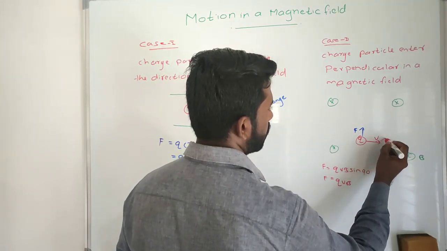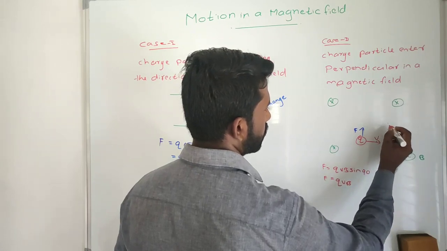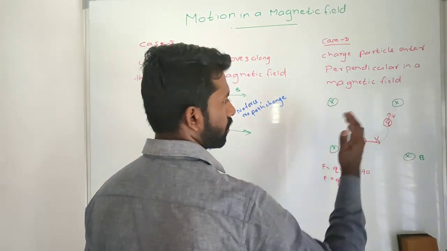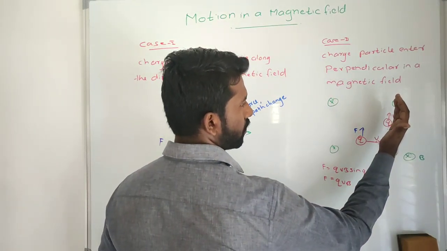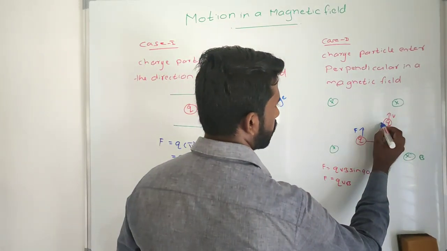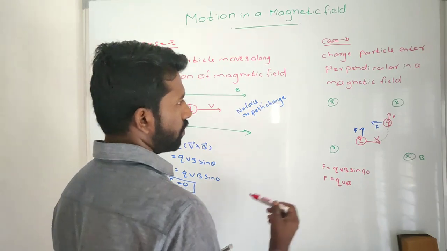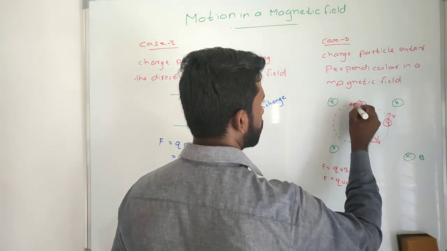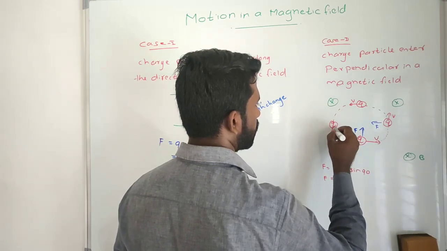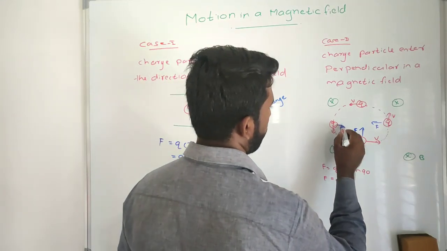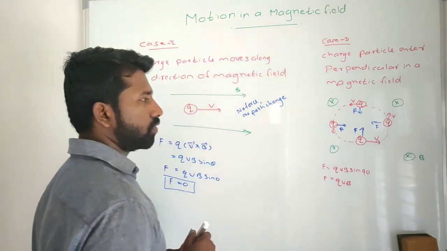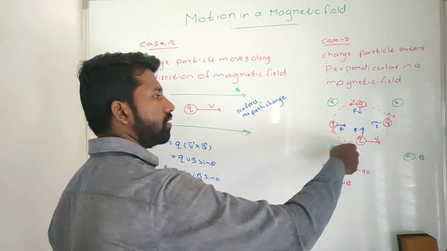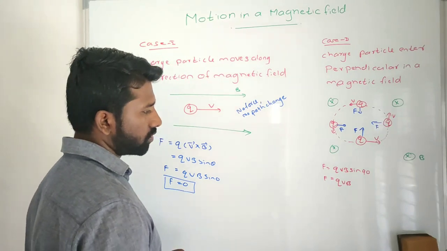Slightly it will try to deviate from its path, and again forces act like this, in this direction. You see here, the velocity is like this. If it reaches here, what is the force acting? Velocity like this, magnetic field is into the plane. So you can see that force is acting in this direction. Now you can see that it will deviate the path like this, and it will move in a circular path. Here the velocity is like this, force is acting downwards. So if the charged particle moves perpendicular in a magnetic field, the path is changed to a circular path.